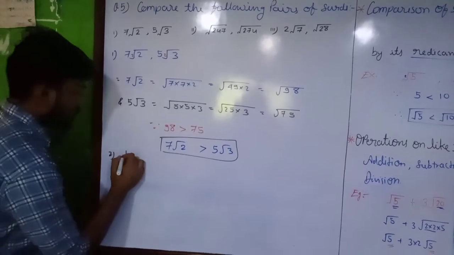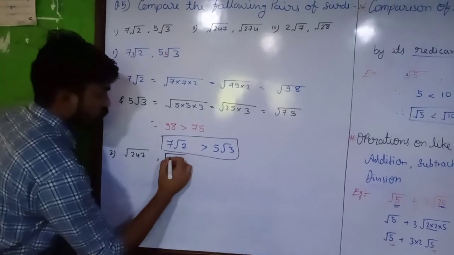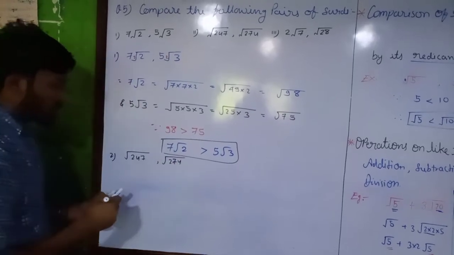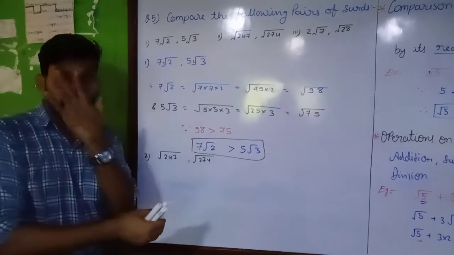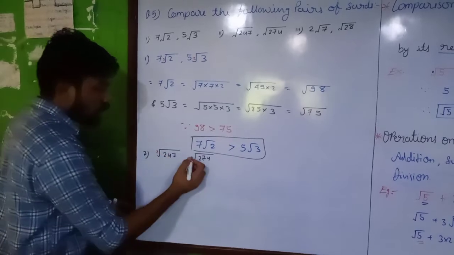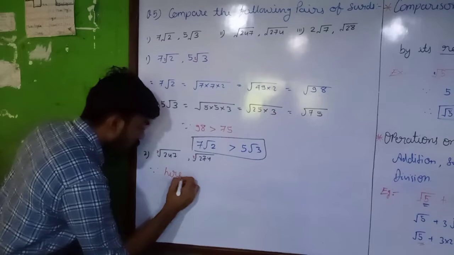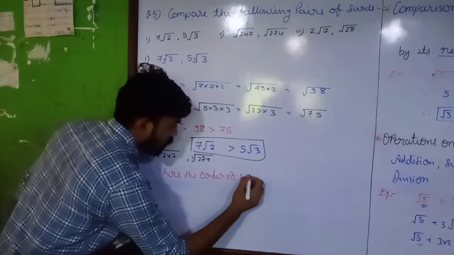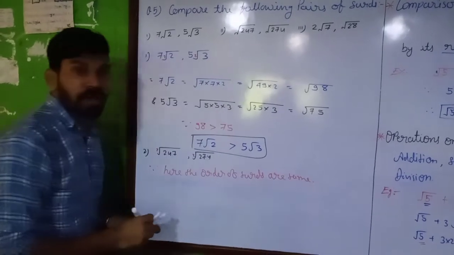Second one, root 247 and root 274. Now here we don't have a number outside to take inside of the root. So let's check. Here we have order 2 and here also we have order 2. Because the order of the surds is the same, we can compare the radicands.